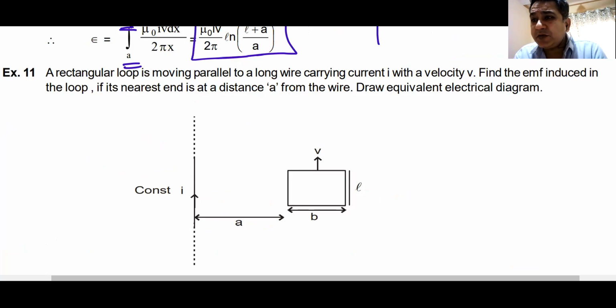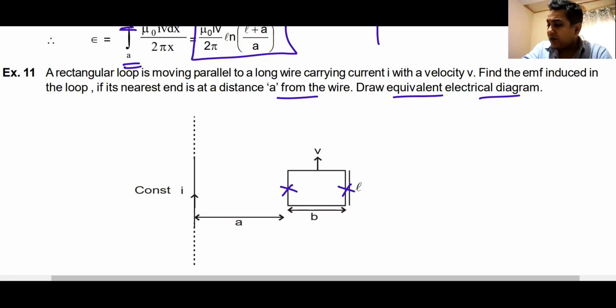A rectangular loop is moving parallel to a current carrying wire I with a velocity v. Find the EMF induced in this loop. If the nearest end is at a distance a from the wire, draw the equivalent circuit. What will be the EMF induced in this loop? EMF induced in this part will be 0. EMF induced in this part will be 0.